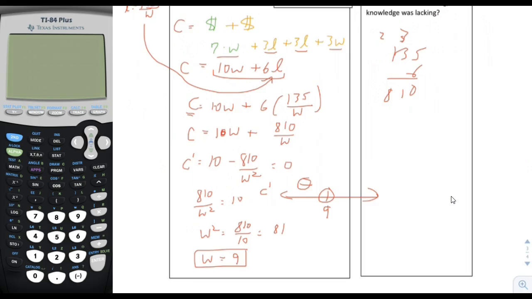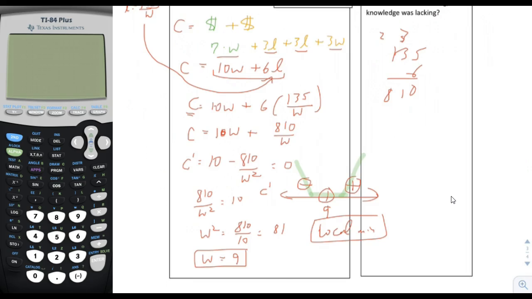And then what if we put a number bigger than 9, like 10? So if we put 10 in for W, then we would have 810 divided by 100, which would be 8.1, and 10 minus 8.1 is positive, so we would have positive. Okay? So we can see that the shape of the C function would be negative gradient, stationary point, and positive gradient. So we can see that 9 is indeed a local minimum. Okay? So we verified that 9 is a minimum.